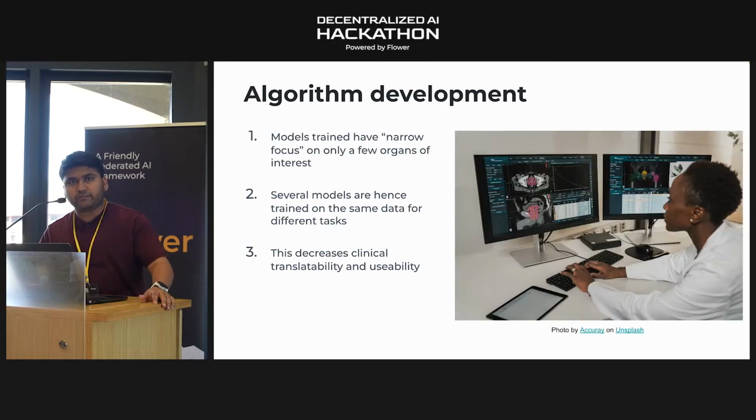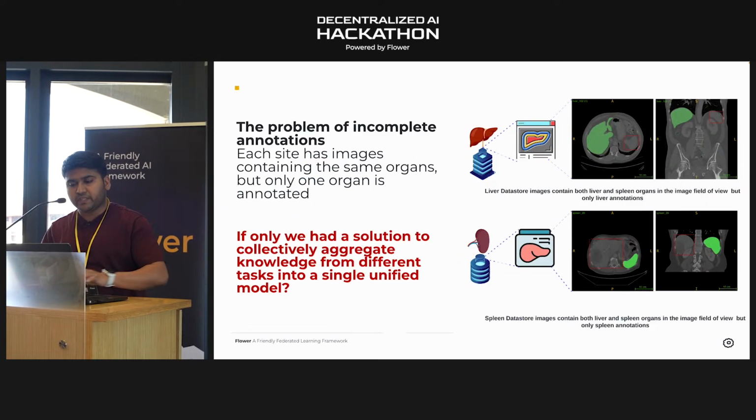On top of that, you have algorithmic development challenges as well. When you're training models for particular organs or regions of interest, you end up training models which have a very narrow focus, so they're only segmenting that one particular organ. What you end up with is several models that are usually trained on the same data, and this also decreases clinical translatability.